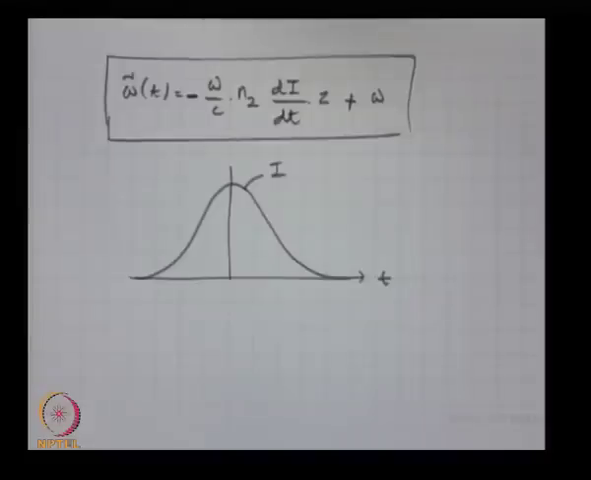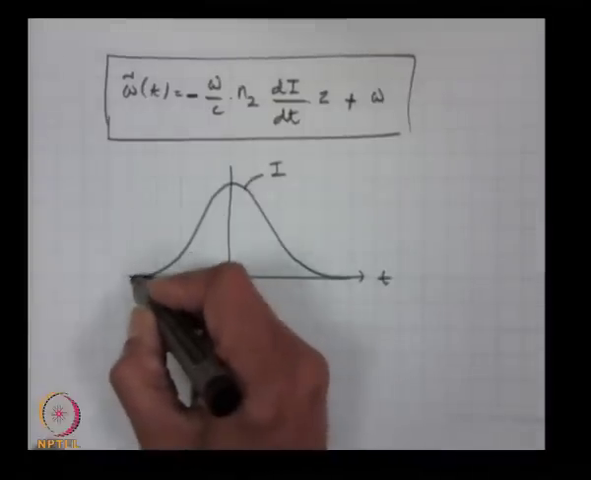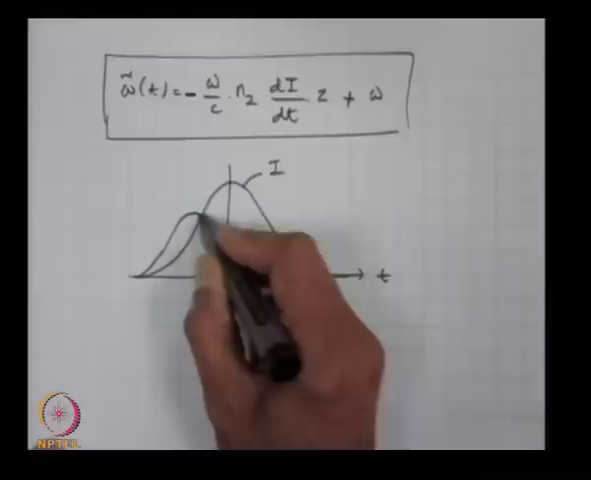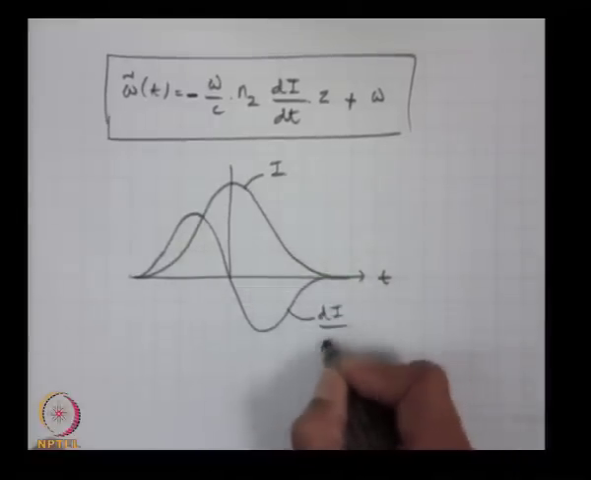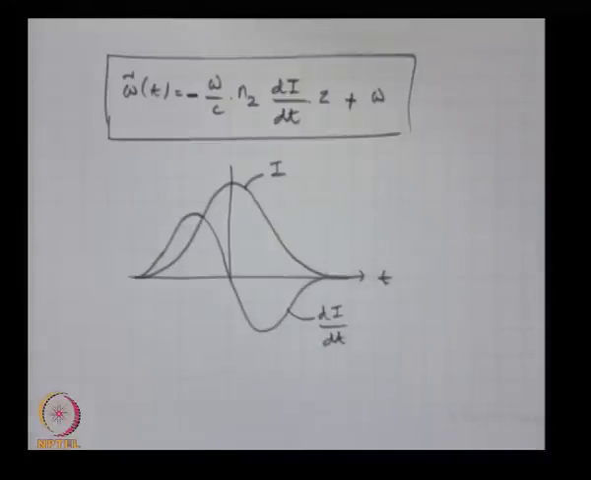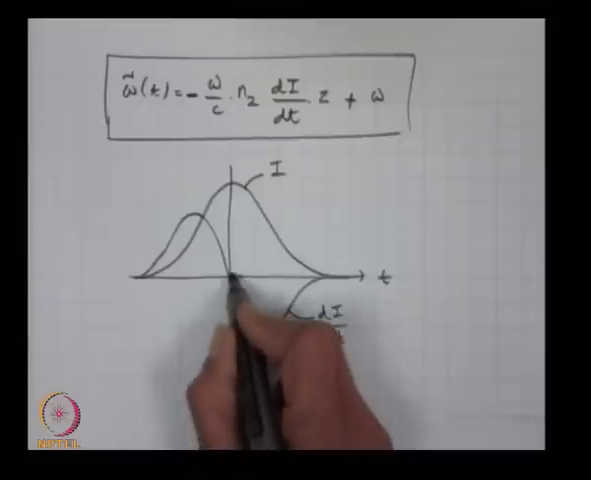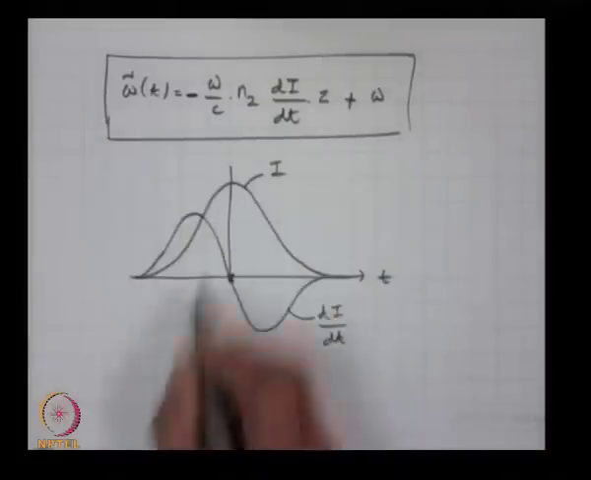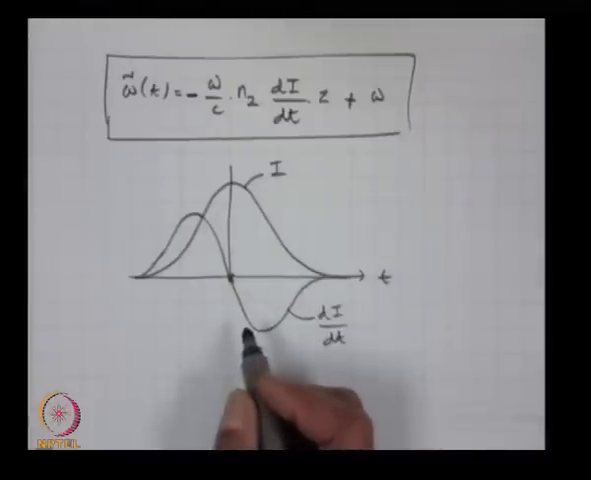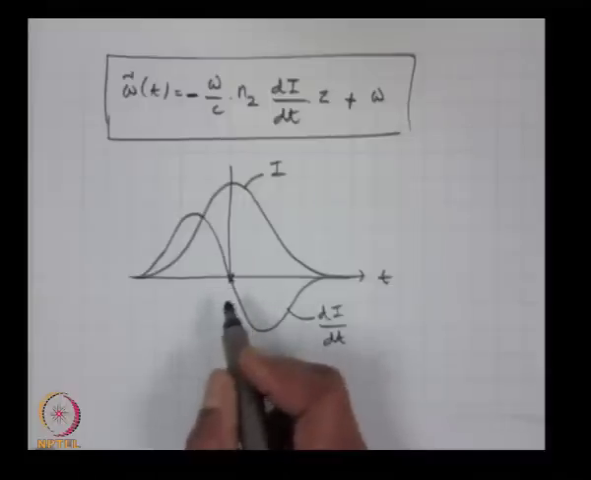Okay, so now you see here. If I plot dI by dt, dI by dt is positive here, and dI by dt becomes negative on this side. This is dI by dt, the differential of I as a function of time. So what does it imply? This is the center of the pulse. Look here, this is the center of the pulse. So at the center of the pulse, dI by dt is 0, and the instantaneous frequency is omega, the same as the frequency of the input.